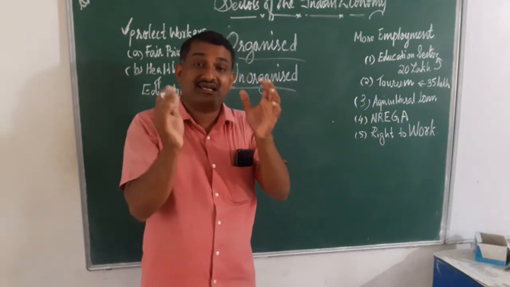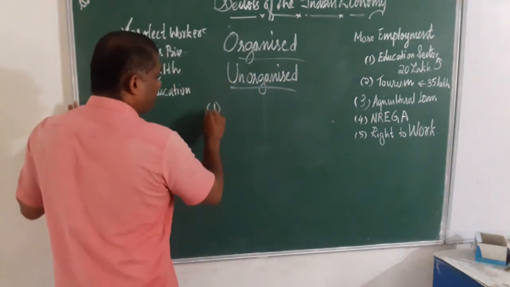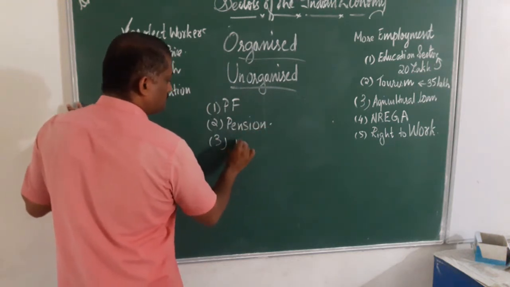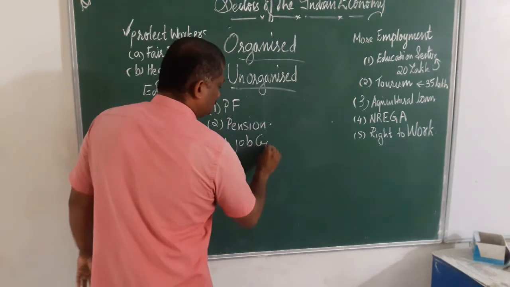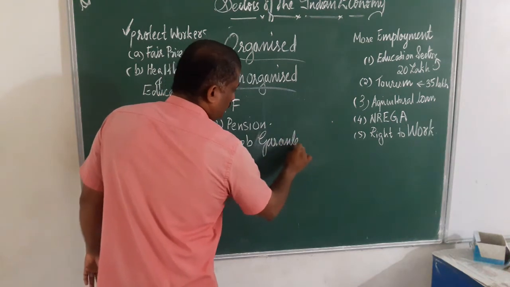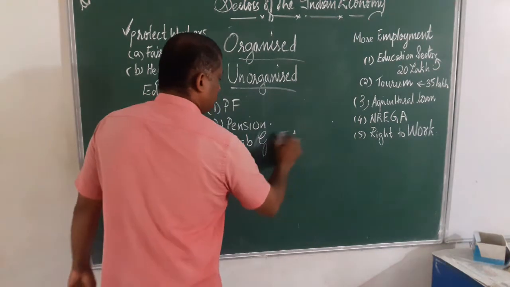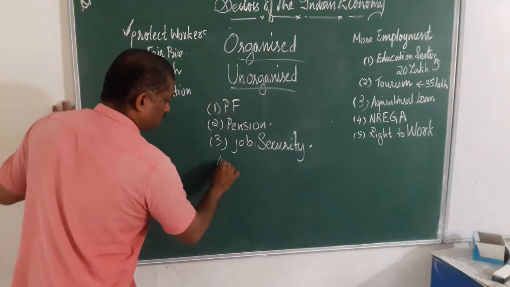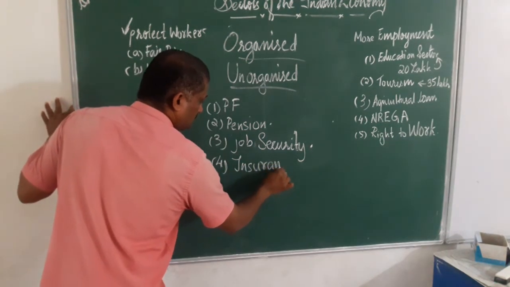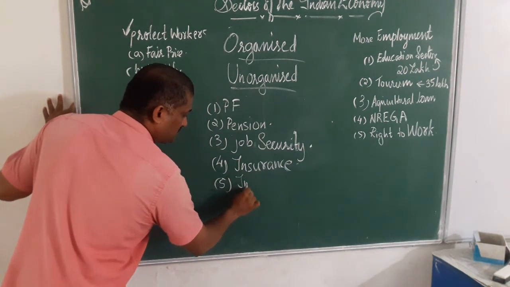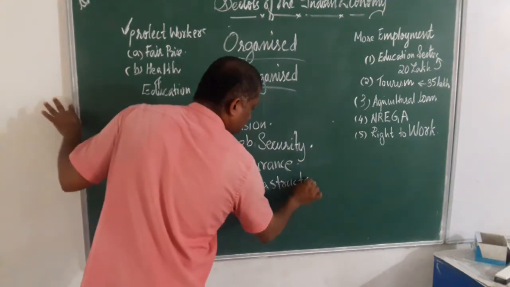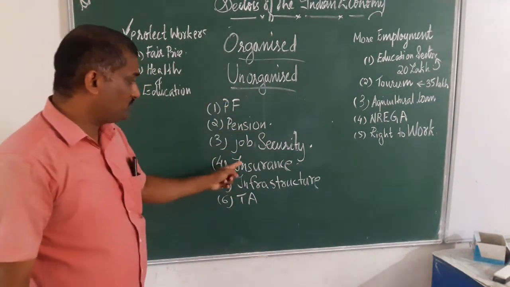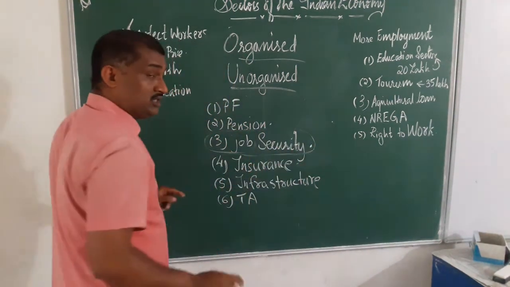Why? Because they have certain kinds of benefits. For example, they may get a pension, then job guarantee, otherwise called job security. It's better to write job security. Then insurance, infrastructure, travel allowance, and so on. So all these things are there, they have job security. The first important thing is job security.